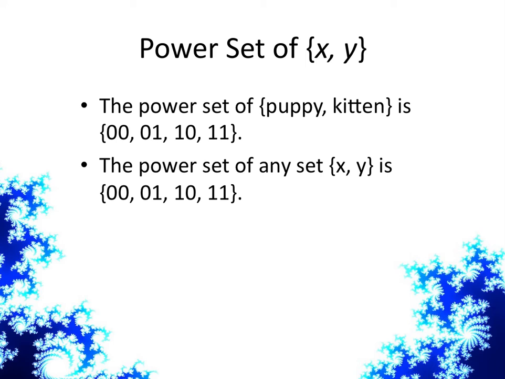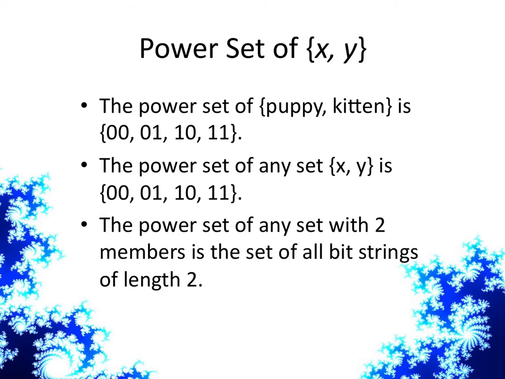The power set of any set x, y, whatever x and y are, is going to be the set of those 4 strings. So the power set of any set with 2 members is the set of all bit strings of length 2, and there were 4 of those bit strings of length 2.